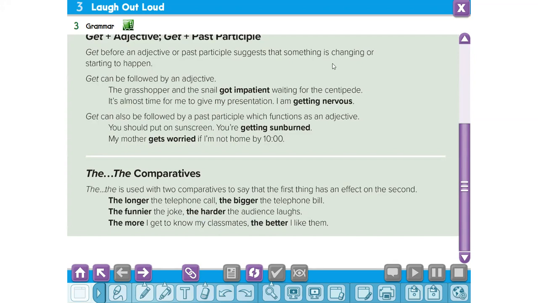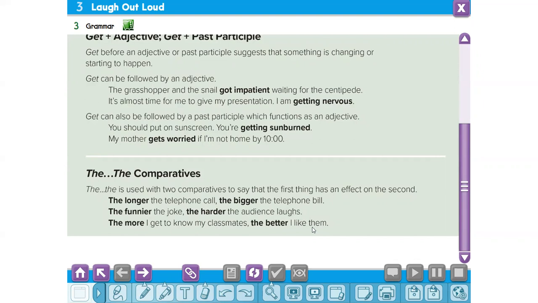The last example: the more I get to know my classmates, the better I like them. So when I know my classmates more, I'm going to like them better.